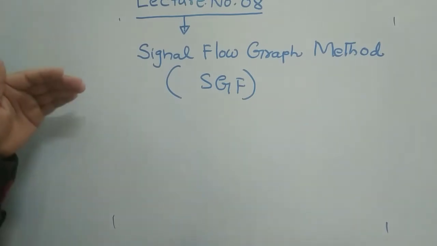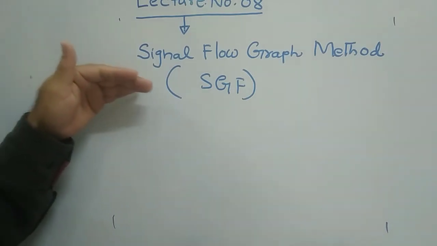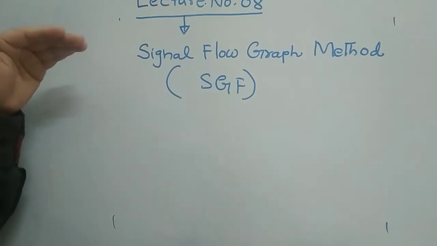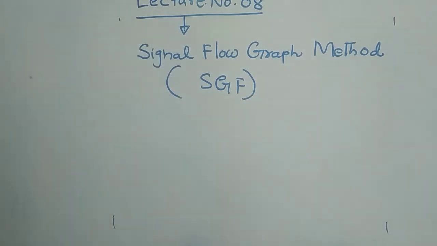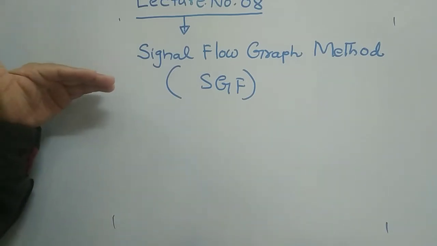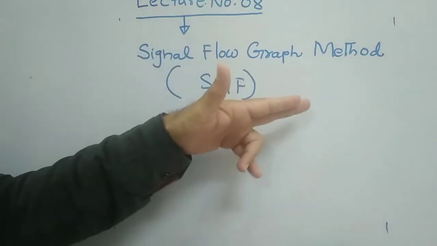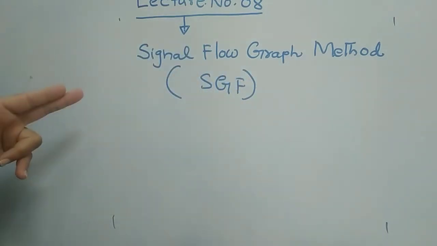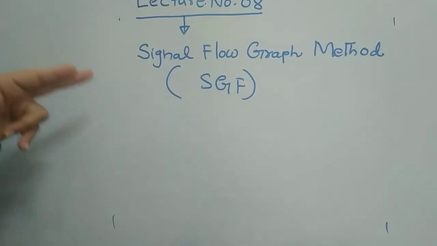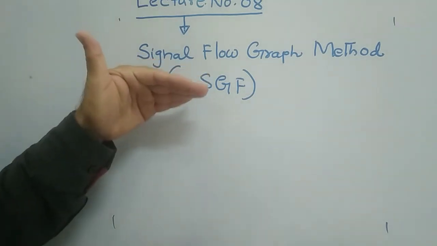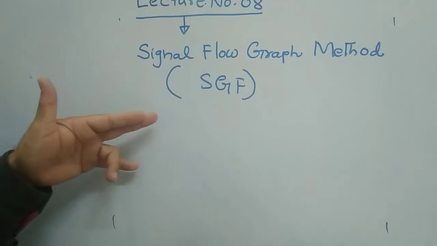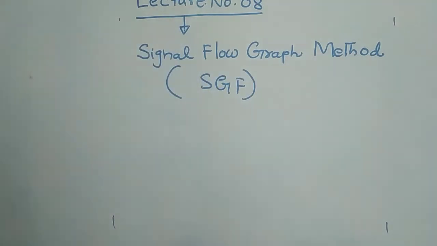Therefore, how the flow of the signal is represented in this particular block diagram is nothing but the signal flow graph. It means how R of S is flowing through this diagram, as well as how the feedback signal is flowing through. The representation of the input signal R of S as well as the feedback signal is the signal flow graph method.